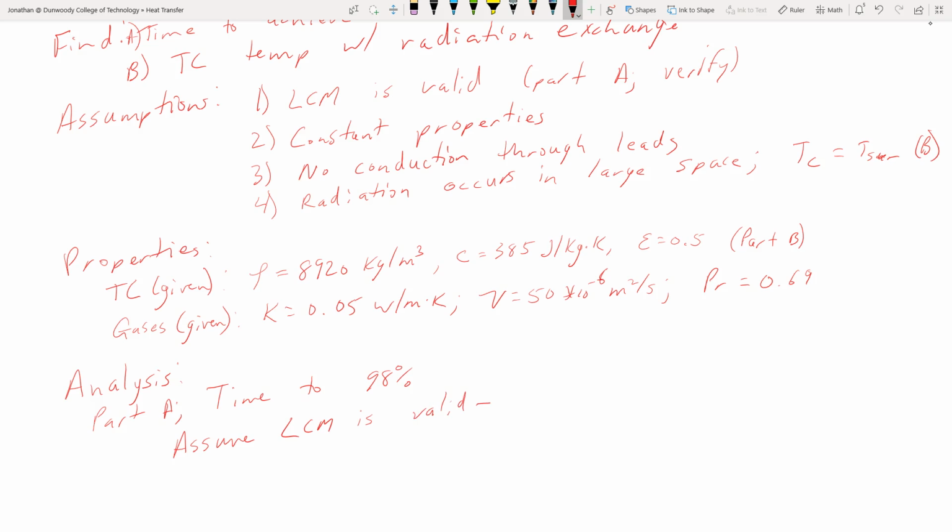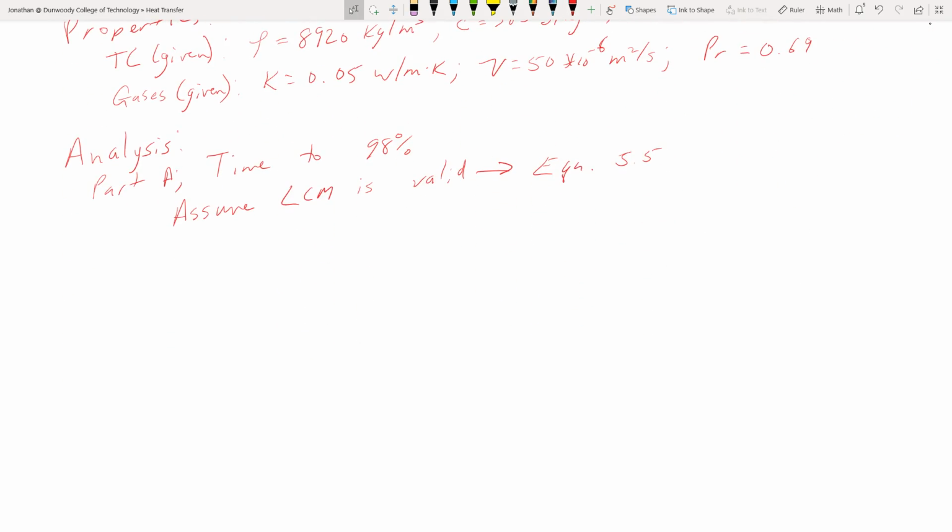If we do that, we go back to equation 5.5. And that equation, what does that tell us? We had the time to reach some temperature is rho V, where that's volume, times C, so that's some thermal capacity, over h bar A_s, times the natural log of these temperature differences, T_i minus T infinity, so our initial temperature difference, over T minus T infinity.